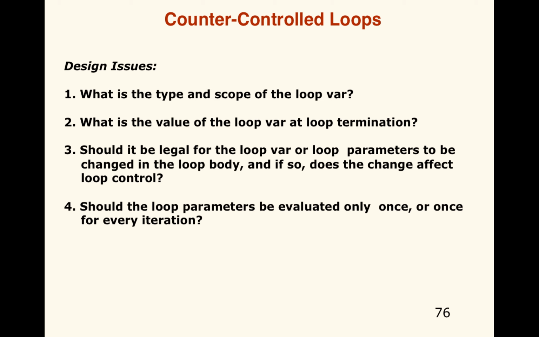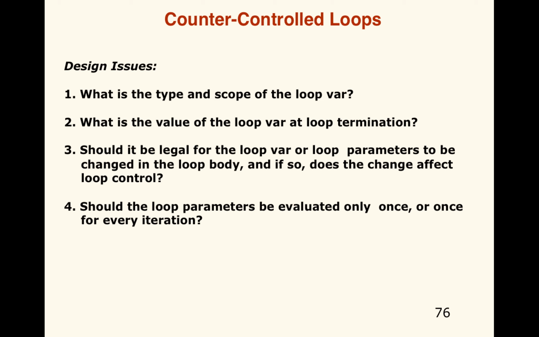So what is the type and the scope of the loop variable? i: is it defined before? Is it defined after? Believe it or not, there is a change between C and C++ when it comes to that, and I'll get into that momentarily, but that is a design consideration. What are you going to do for the loop variable? And what is the value of the loop variable at the end of the loop? After the loop terminates, does the value get set back to 0? Is it still in scope? Does it go away?